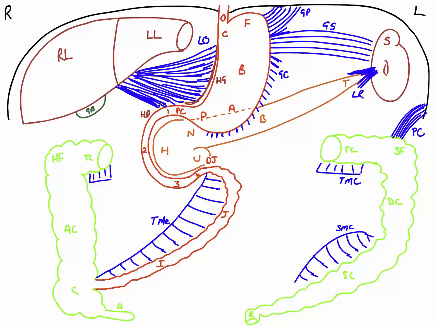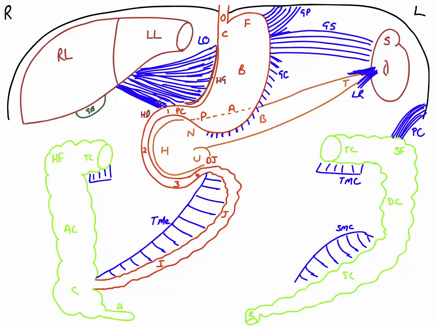And this free edge is thickened because within it runs the portal triad. The portal triad containing the bile duct, the hepatic portal vein, and the hepatic artery. So here we have the hepatoduodenal ligament, part of the lesser omentum running from the liver to the duodenum. The hepatoduodenal ligament is important as it marks the free edge of this lesser omentum.